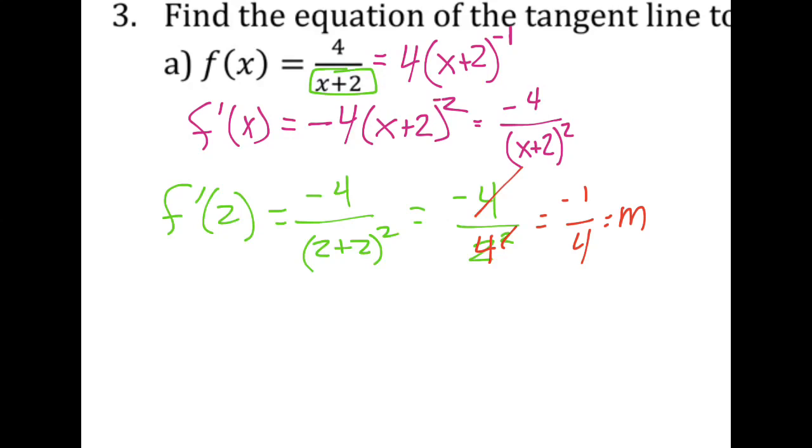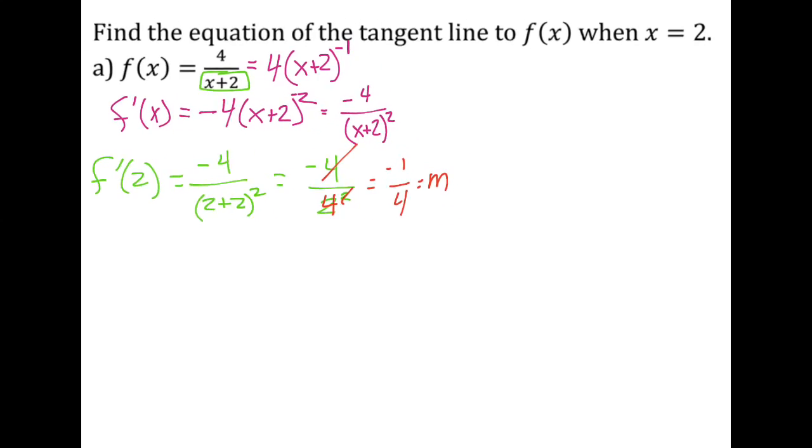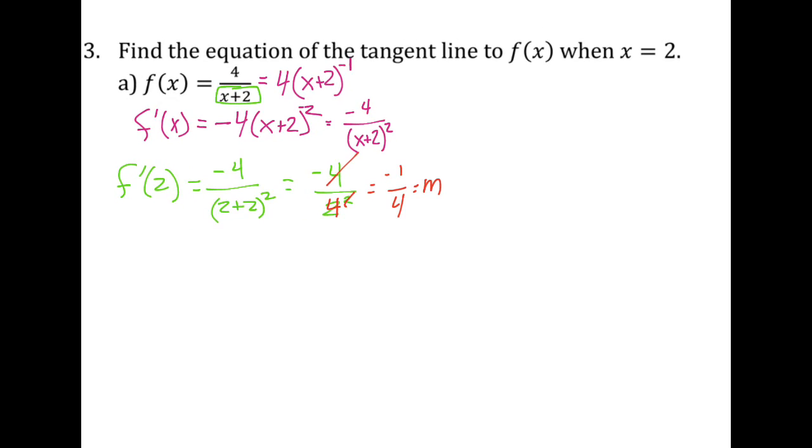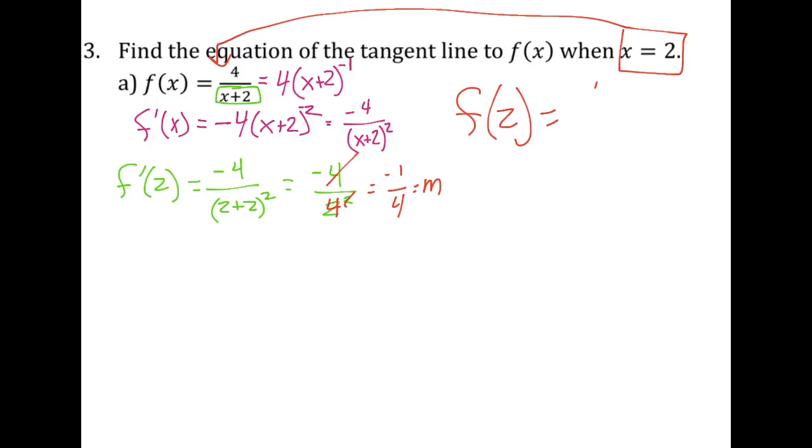as my slope. And now I need to find the point as well, and recognize that the x value is 2, so I can take that x value and plug it into my function to find f of 2 equals 4 over 2 plus 2. 2 plus 2 is 4, so I have 4 over 4, so I get 1.